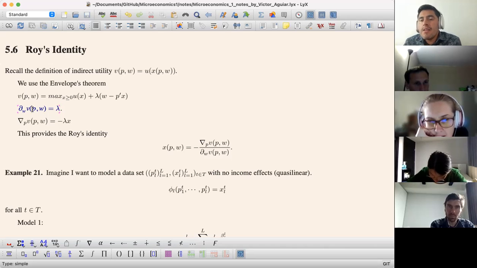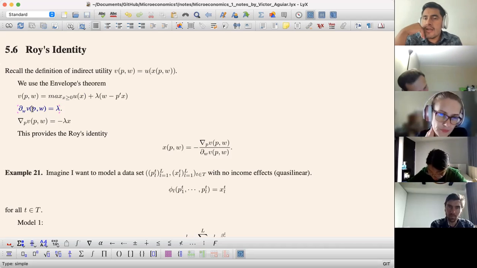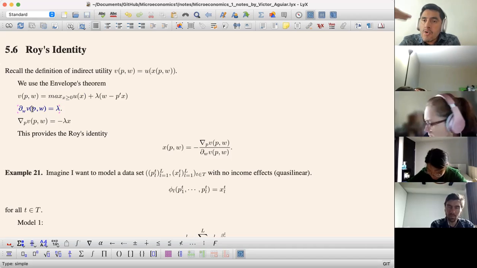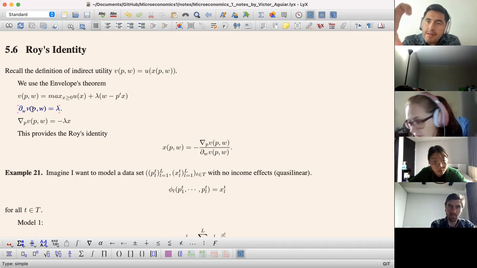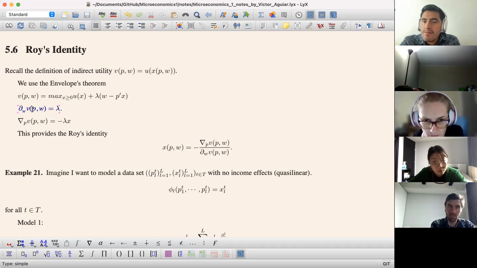That's it, right? Now, the intuition of the proof essentially is that the algorithm I described, right? So first, maximize the problem, take the demand, derive the demand with respect to income, right?